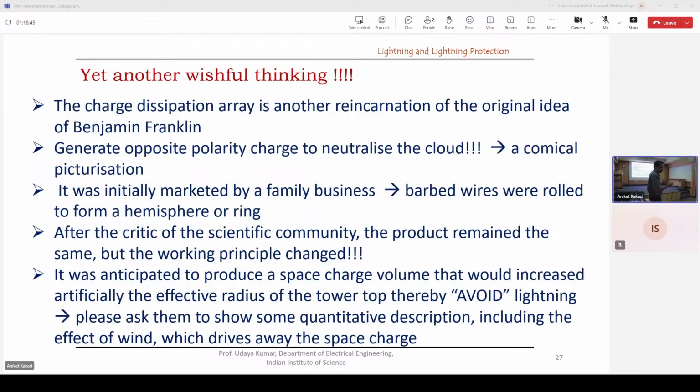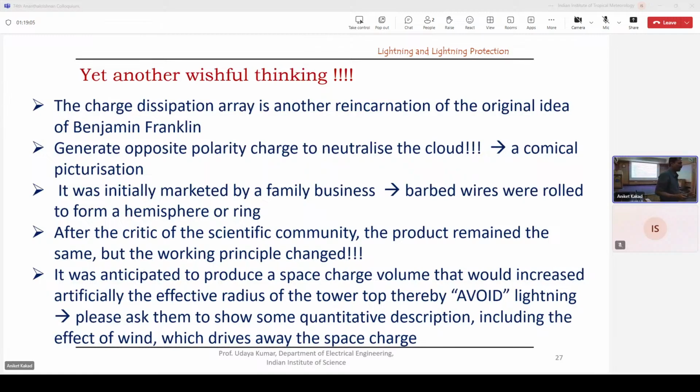So that business started. The father started the business. Same idea. He put barbed wire, like what you use for a fence, made a crown-like structure, and put it on top of a tower. It will neutralize the cloud. Everybody shouted at him. Then the device is the same, but the philosophy changed. Advanced philosophy. They don't know. It will produce a chronospatial around the top of the tower.